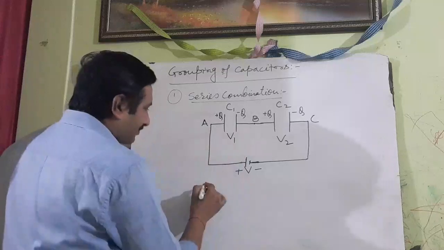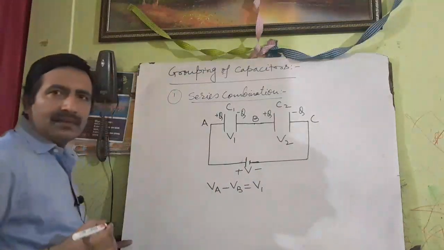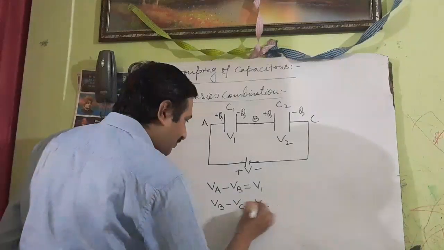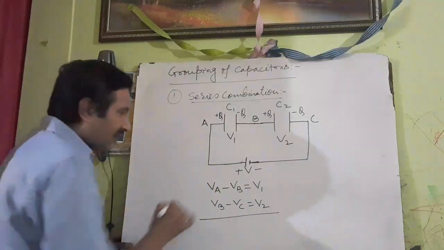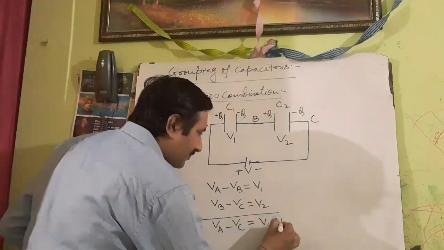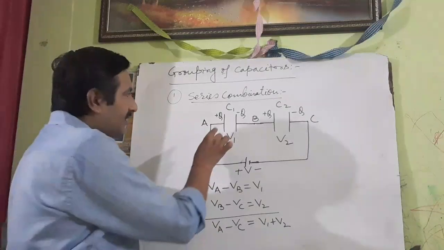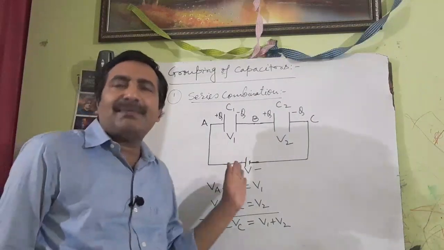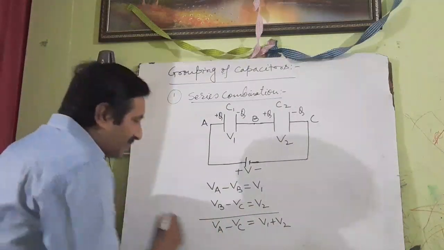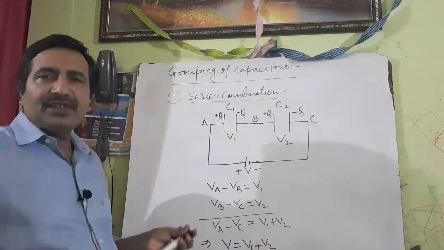So you can write VA minus VB is equal to V1, and VB minus VC is equal to V2. Whenever you add these two equations, you have VA minus VC is equal to V1 plus V2. Now VA minus VC means the potential difference between A and C, and the potential difference between A and C is V. So V is equal to V1 plus V2. Have you got it?